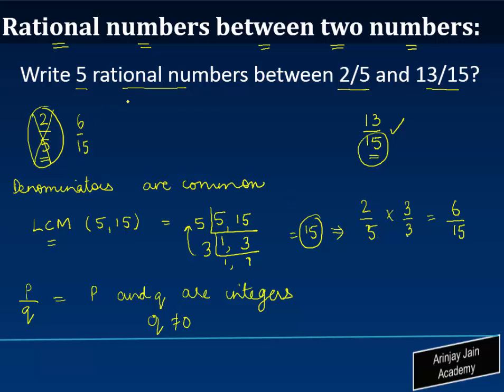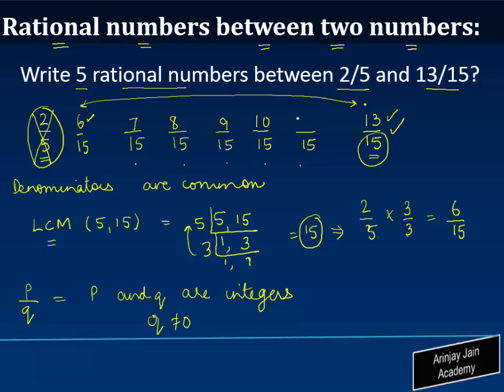So what are the numbers that lie between these two given numbers? That's fairly simple. You just need to write the denominators as 15 for all the numbers which are required to be found. We need 5, so I've just put in 1, 2, 3, 4, 5. And the numerators of the numbers which lie between these two have to lie between 6 and 13. So we can write 7 here, 8, 9, 10, 11. Since we had to find 5 numbers, I've given 5. You could have chosen 12 by 15 as well.